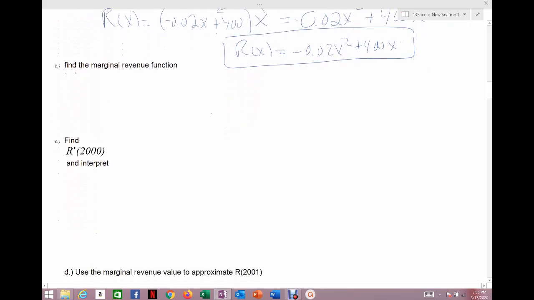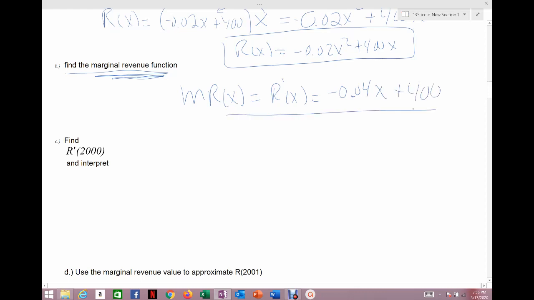Alright, so part B, marginal revenue function. So marginal revenue is just the derivative of the revenue. Alright, so this is just a simple derivative. I pull 2 out, so I get negative 0.04x plus 400, and so there's my marginal revenue function.